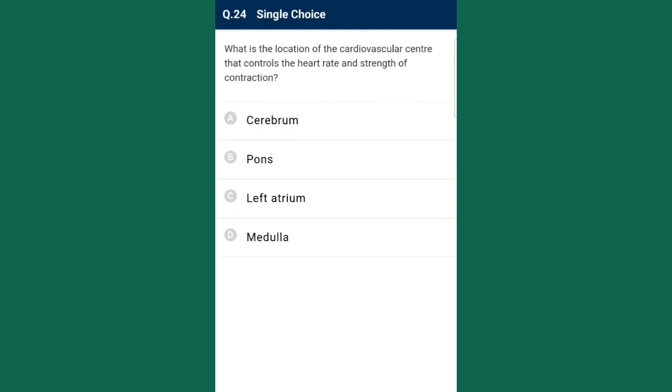Question number 24. What is the location of the cardiovascular center that controls the heart rate and strength of contraction? It is located in the medulla. So the option is D.